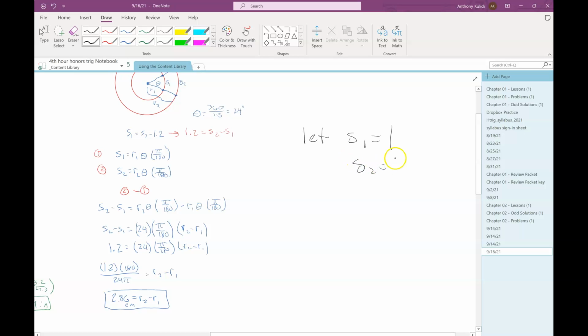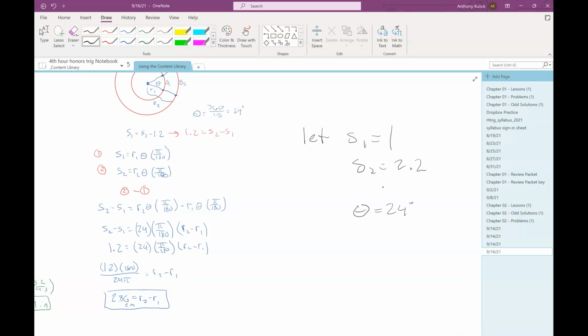That makes S2 2.2, right? Since I know it's 1.2 longer than S1. And I know that theta is still 24 degrees, right? Yeah. So now I can solve for R1 and R2 separately and just subtract them.